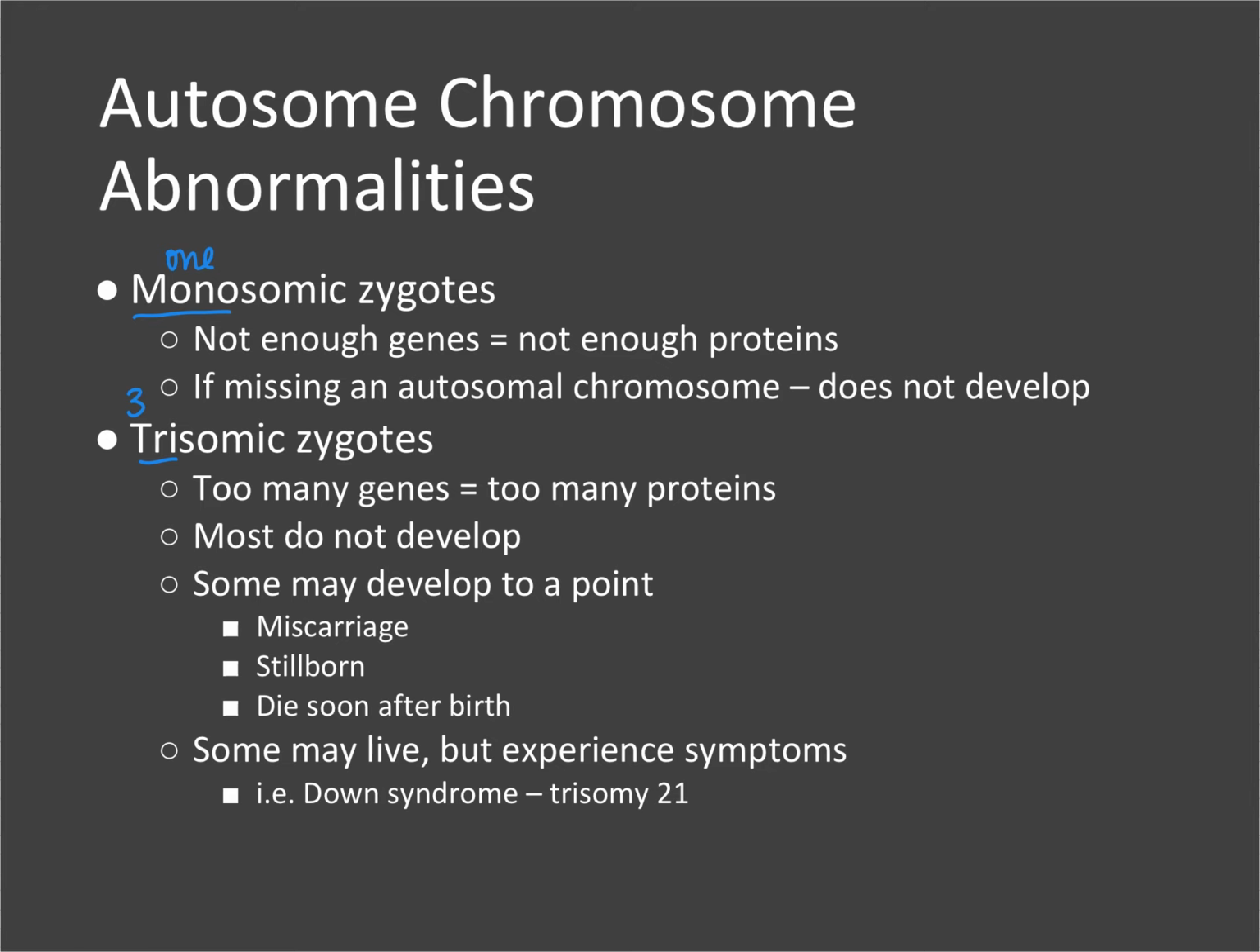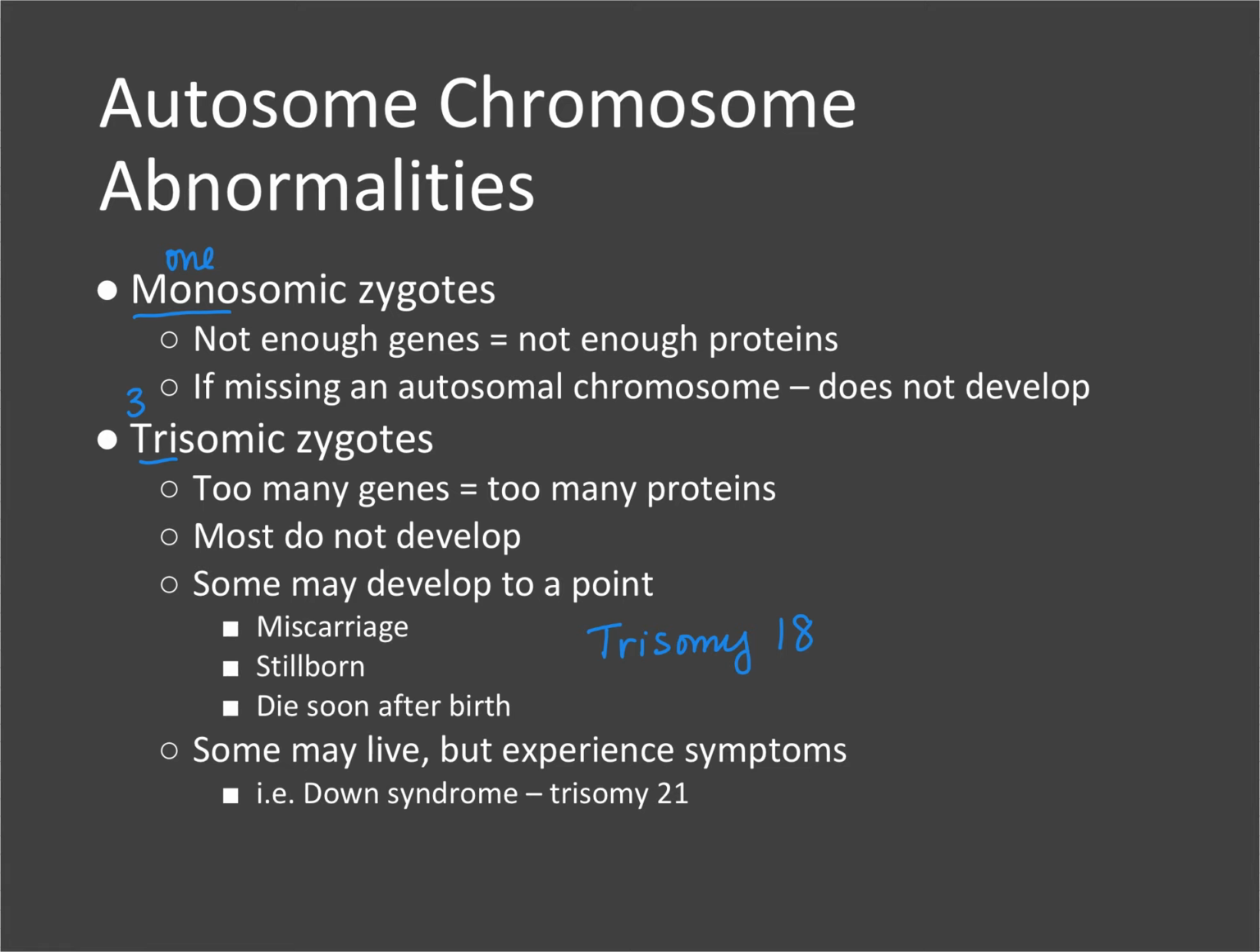Some trisomic zygotes might develop to a point, but they often end up miscarrying, in which the fetus dies before it's born, or the fetus is stillborn, meaning that it basically dies right before it's born. Or if the baby is born, it often does not live for very long. And so there's a condition known as trisomy 18. Typically, individuals that have 3 copies of chromosome number 18 don't live to see their first birthday. So they typically die before their first birthday if they're born at all.